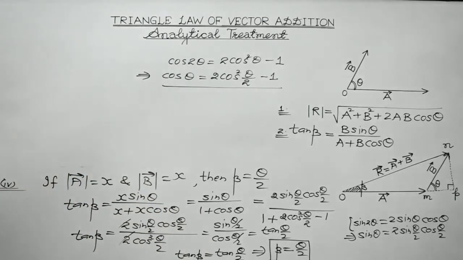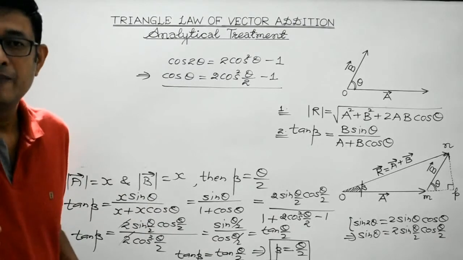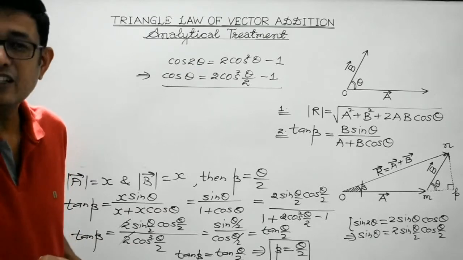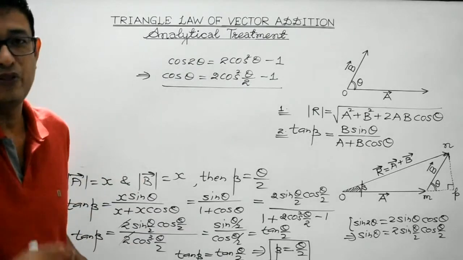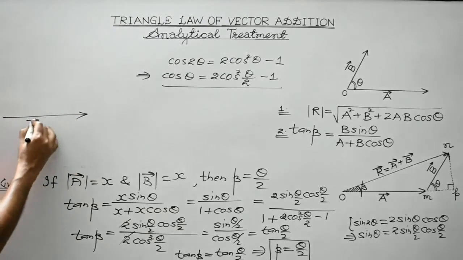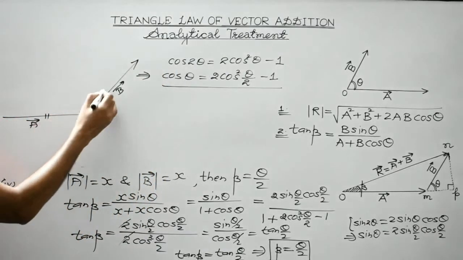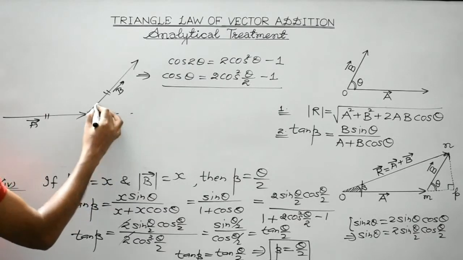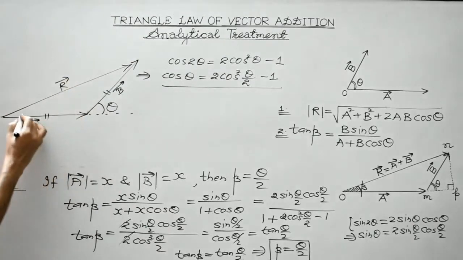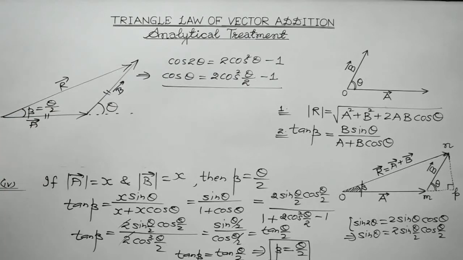So students, what's the result? Do remember this very, very important result. Whenever the two given vectors are of equal magnitude, then the resultant always bisects the angle between them. Right? So let me show it diagrammatically. Suppose this is A vector, this is B vector. Both are of equal magnitude. And this is the angle theta. Then the resultant, it will make an angle of theta by 2 with A vector.